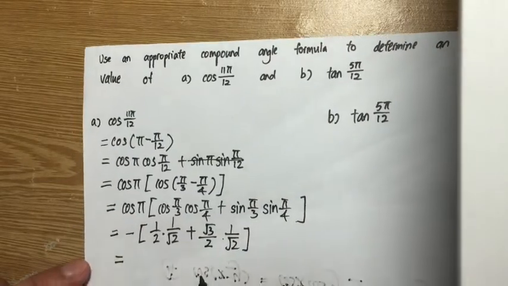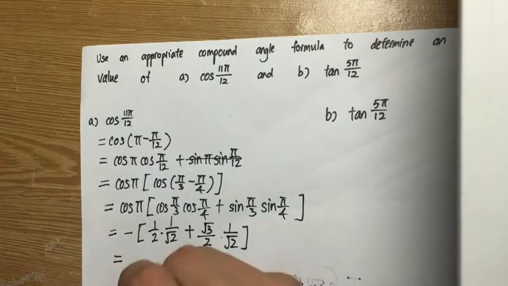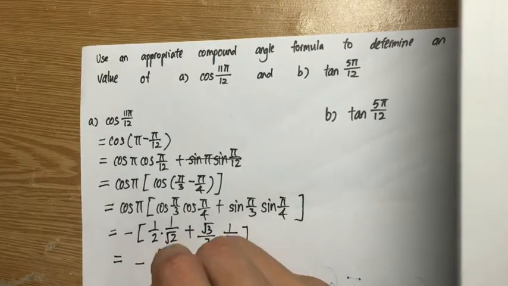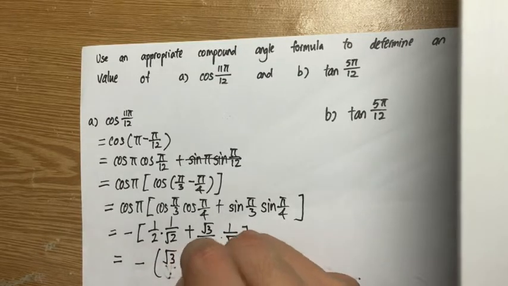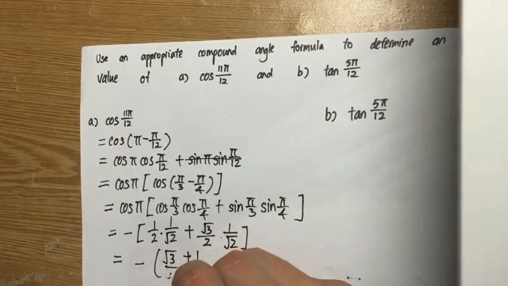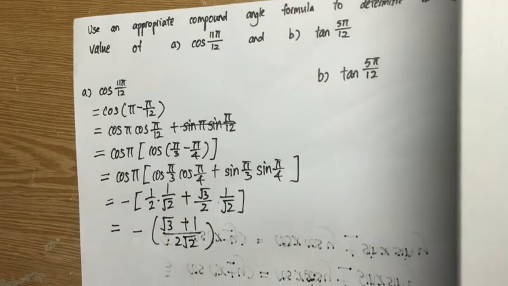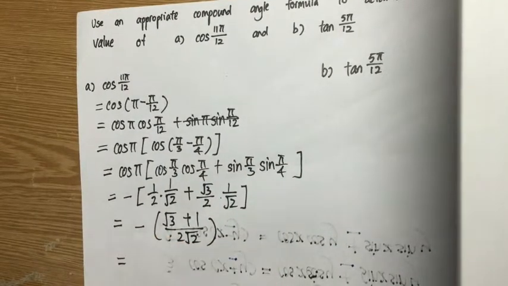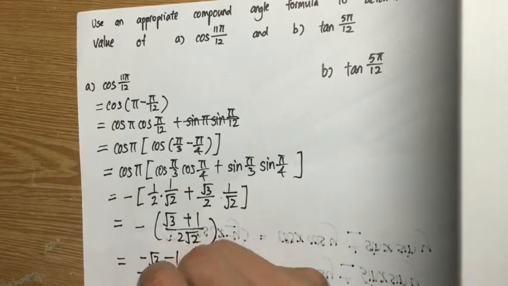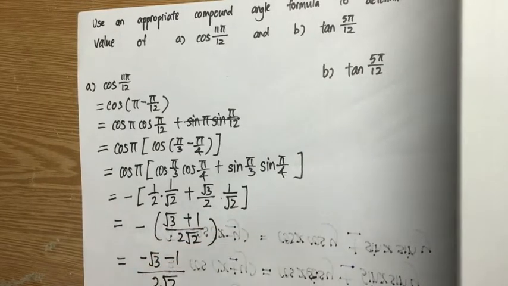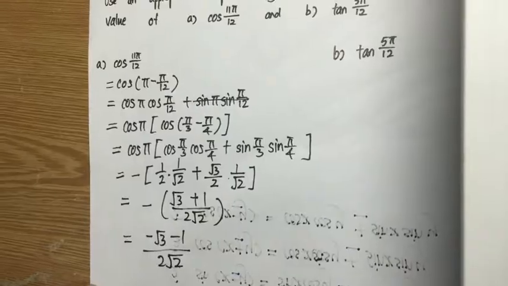When we simplify this expression, we will get negative root 3 plus 1 over 2 root 2. And this can be further simplified into negative root 3 minus 1 over 2 root 2.